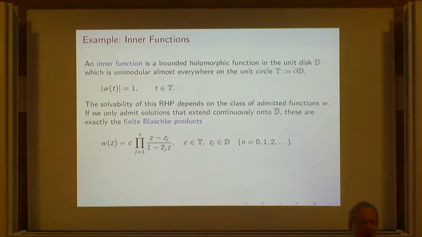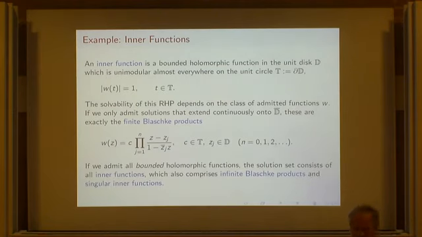So this is the complete set of solutions. These are the finite Blaschke products. They have zeros in the unit disk. They can be prescribed arbitrarily, and there's a unimodular constant in front. These are exactly the solutions of this Riemann-Hilbert problem which extend continuously to the closure of the disk.